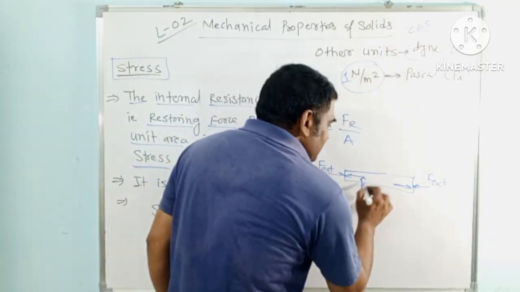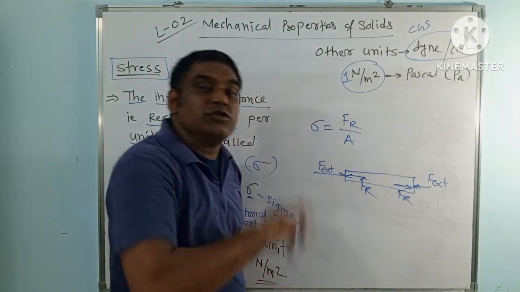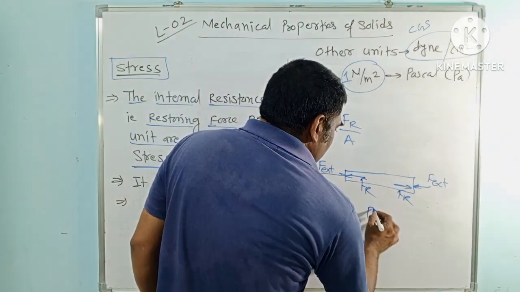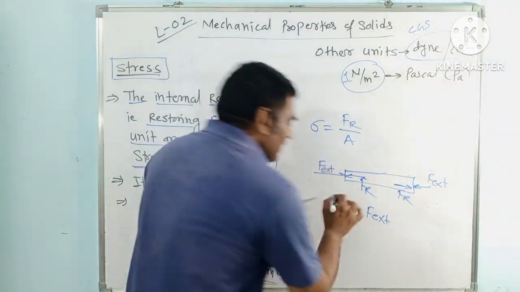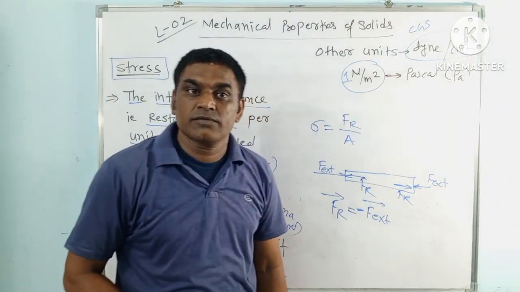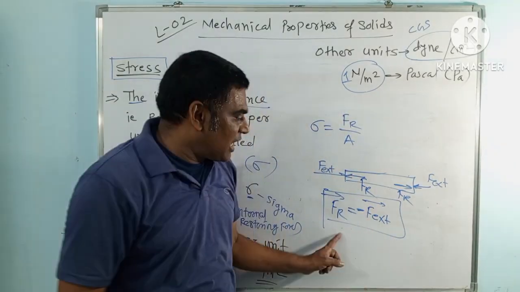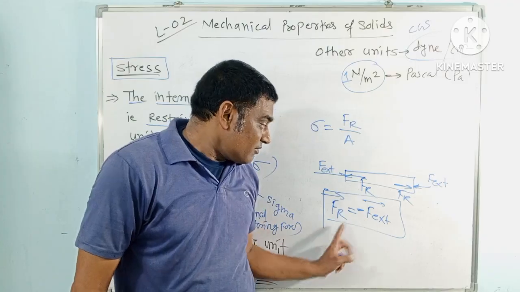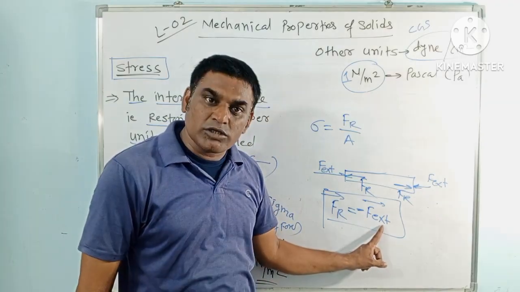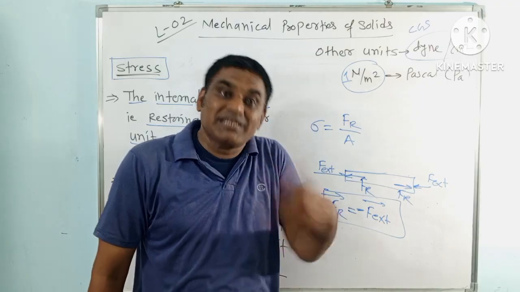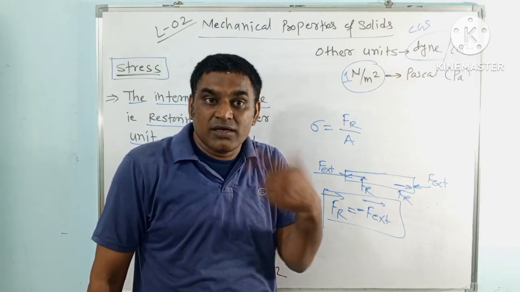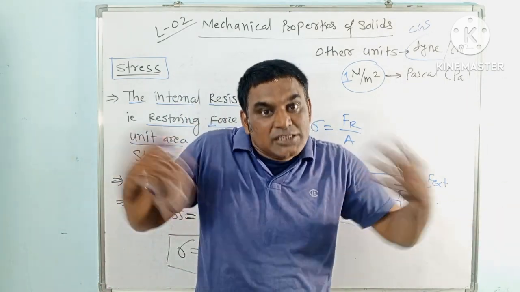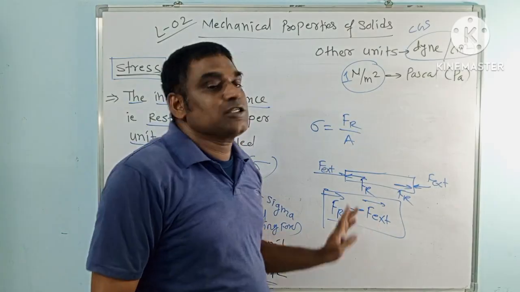This internal force is equal and opposite in direction. This FR, the internal resistance, is equal to the external force. Magnitude same, direction opposite. Remember this. Internal resistance is always in the opposite direction of the external force, and magnitude is the same. If you increase the external force, then the internal force also increases. The body has that tendency. The extra force you apply, it will increase its opposition.